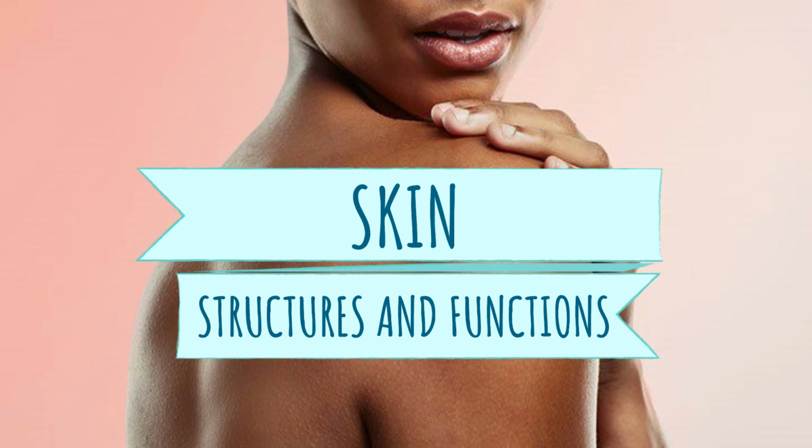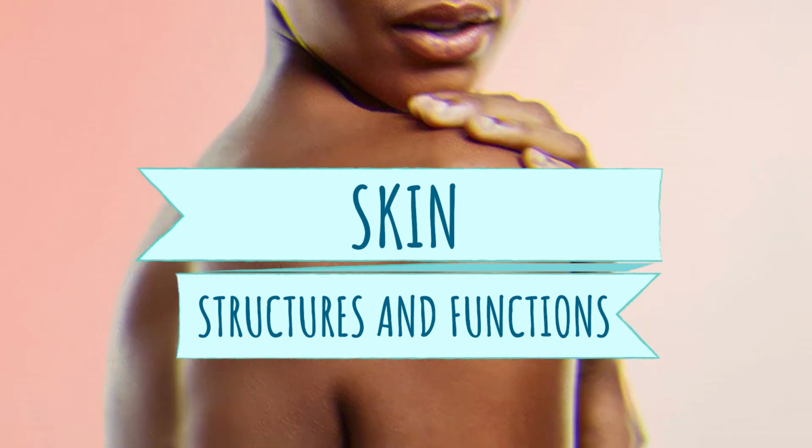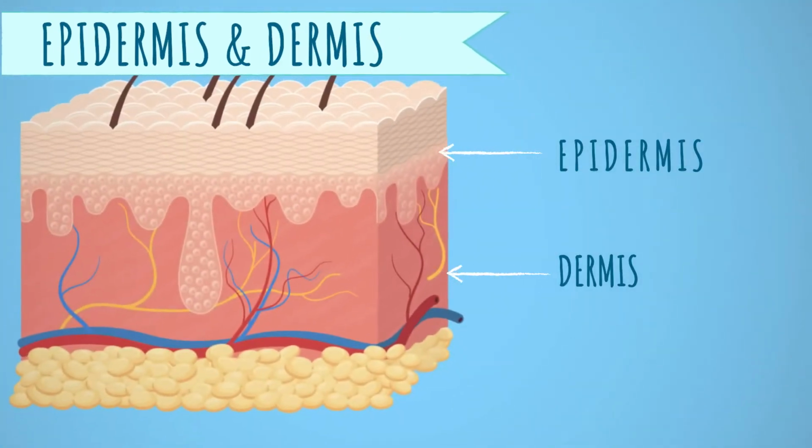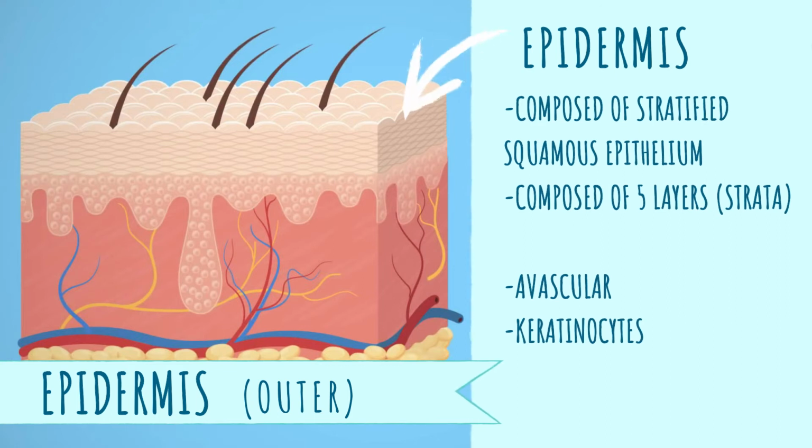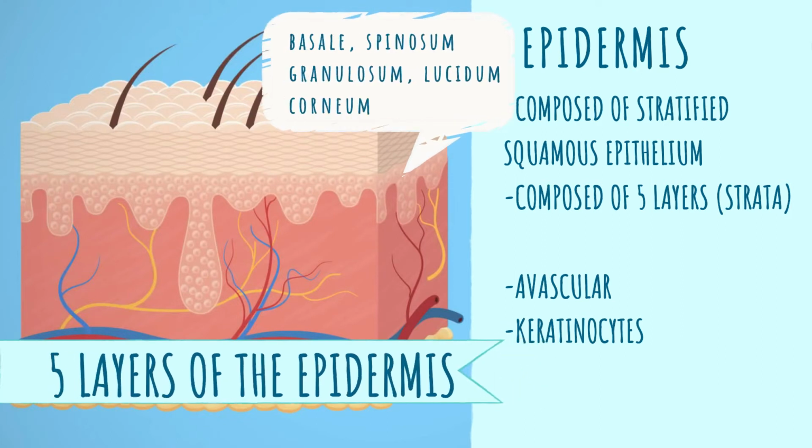Next, we're going to tackle the skin, its structures, and functions. The skin is composed of 2 kinds of tissue, the outer epidermis and the underlying dermis. The epidermis is composed of stratified squamous epithelium, and that is capable of keratinizing or becoming hard and tough. It is composed of 5 layers or strata. From inside out, we have the stratum basale, spinosum, granulosum, lucidum, and the corneum.